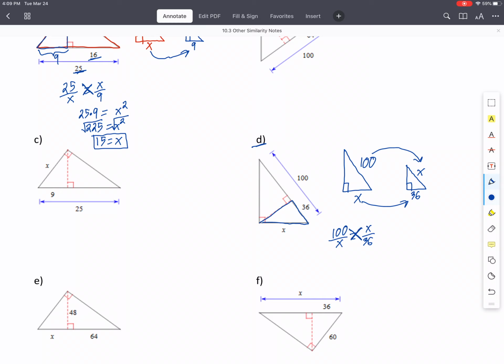Cross multiply: 100 times 36, 3600 is equal to x squared. And we have something squared, so to undo something squared, we take a square root. And then we get, I gotta figure that out. I think it's 60. Let's see, square root of 3600. Yep, 60. So we're gonna have 60 is equal to x.